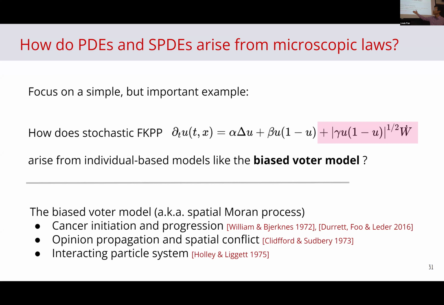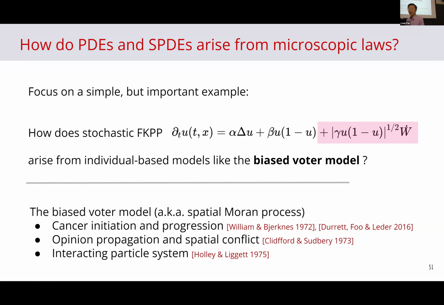It was probably first introduced to model the interaction of healthy cells and cancer cells, and it was used to study cancer progression and initiation. It was also used to model opinion propagation, and it was also analyzed in the context of interacting particle systems.